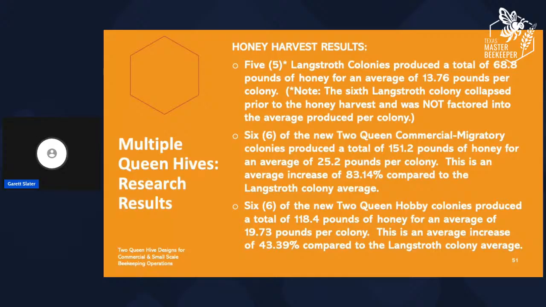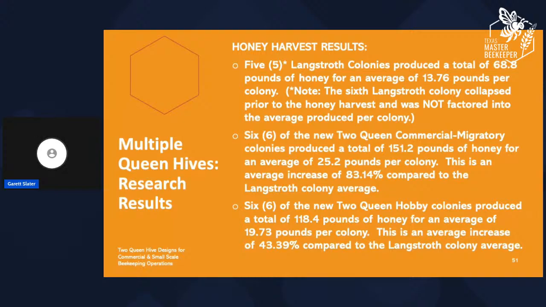You see the first bullet point was for the Langstroth colonies. Now, during the process, I did have one Langstroth colony that had died, didn't make it through honey flow. And so in order not to skew the honey numbers, because that's what I was looking at in this study, not the impact necessarily of multiple queen hives on survival of the colonies, but more just the honey production, I just took the total amount of honey that was produced in the Langstroth colonies and divided that by 5, because that was the actual number of producing colonies. And I came up with an average of 13.76 pounds.